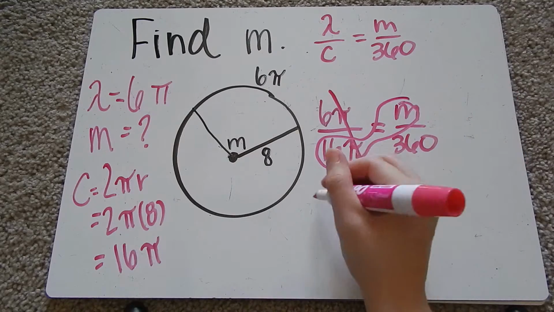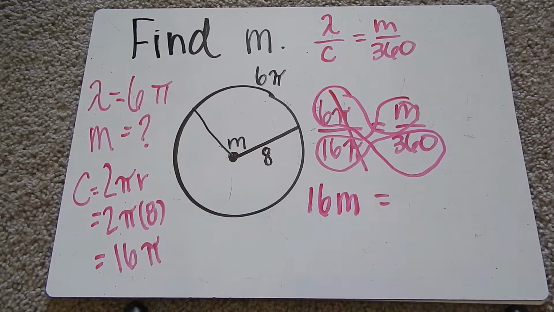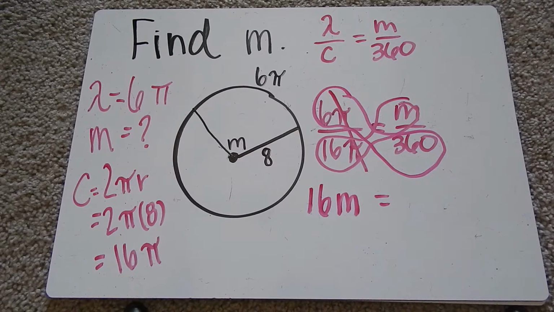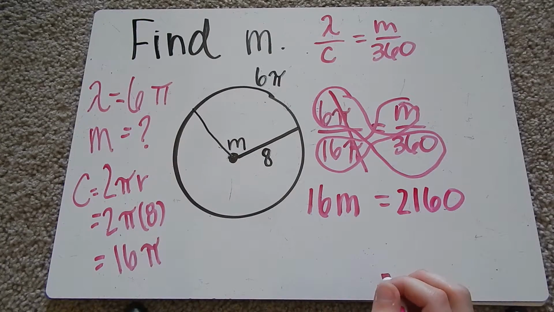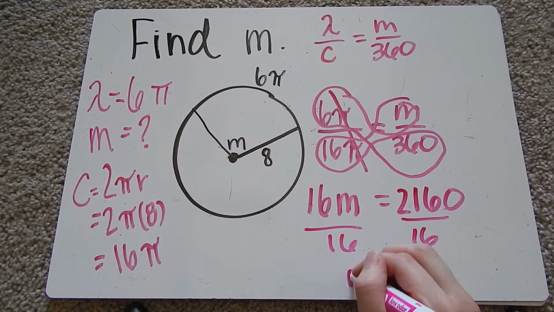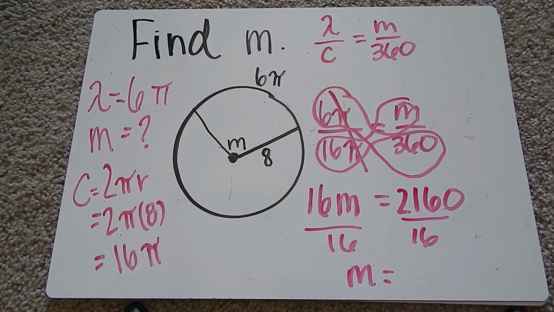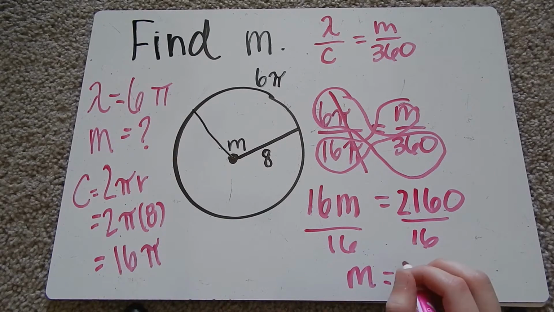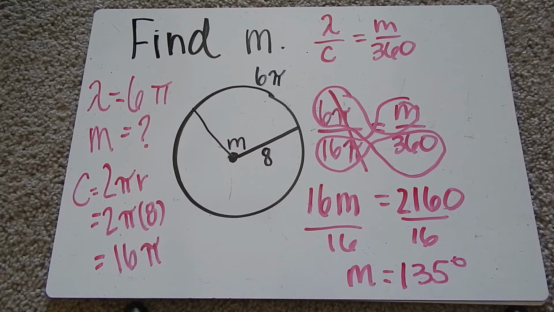So I'm going to have 16m equals 6 times 360. So 6 times 360 is 2,160. To get m by itself, I'm going to divide by 16 on both sides. Remember, when I get my answer, m is an angle measure, so I'm going to put that in degrees. So when I divide by 16, I get 135 degrees. That is my central angle measure.